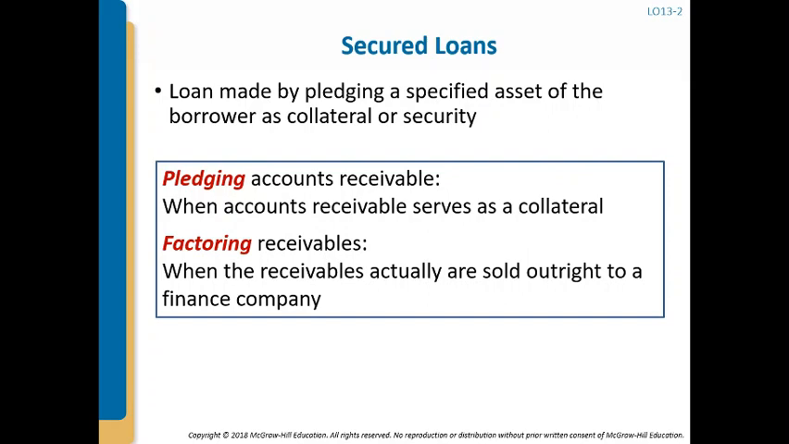The other way you could do this is called factoring receivables. That's when the company sells the receivables to a third party outright. Usually the factoring fee is pretty steep. You've got to really want to sell your receivables to do this, because they don't pay you the face value of your receivables.